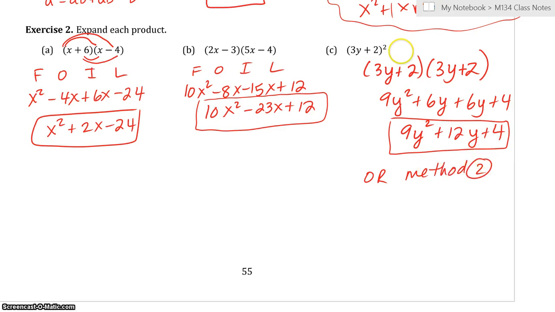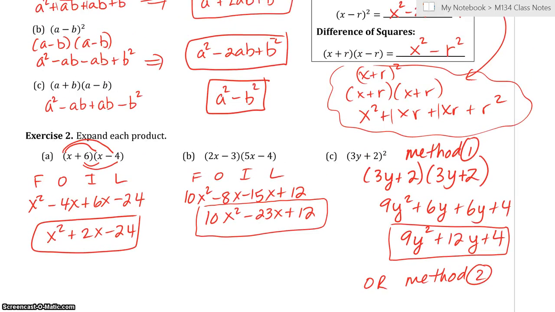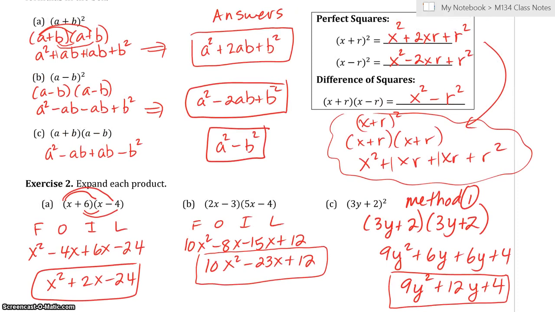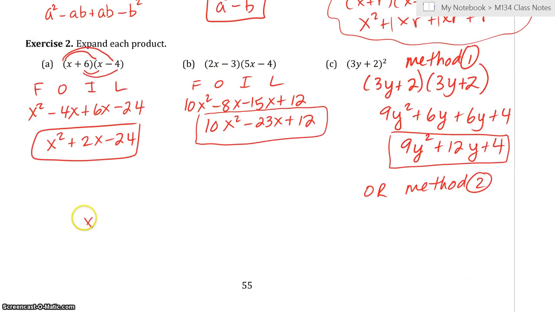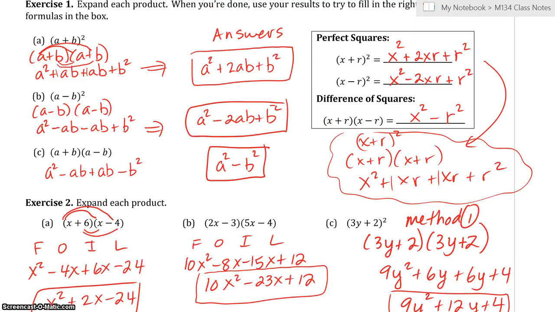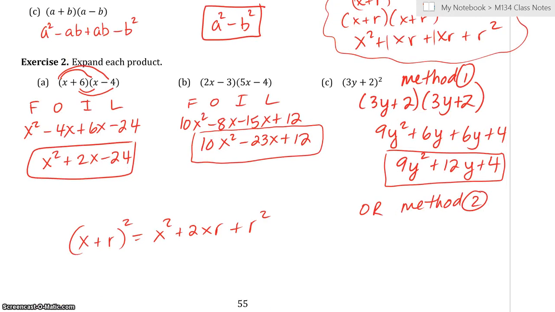So this one, we could have done this a different way. Method 2. Let's call this method 1. You could have had this memorized, right? What was it again? Right here, let's write that down. Remember that x plus r squared was x squared plus 2xr plus r squared.